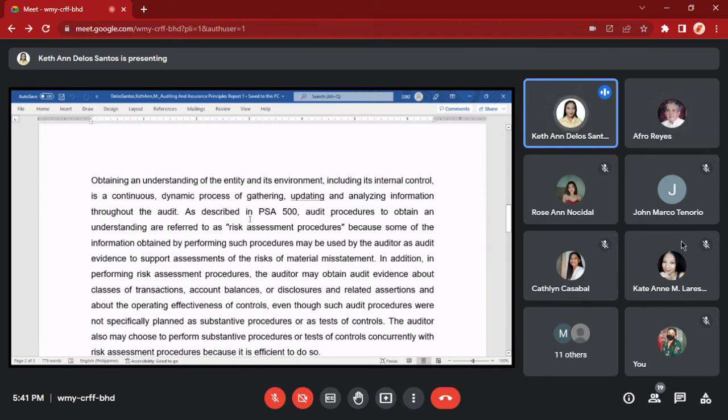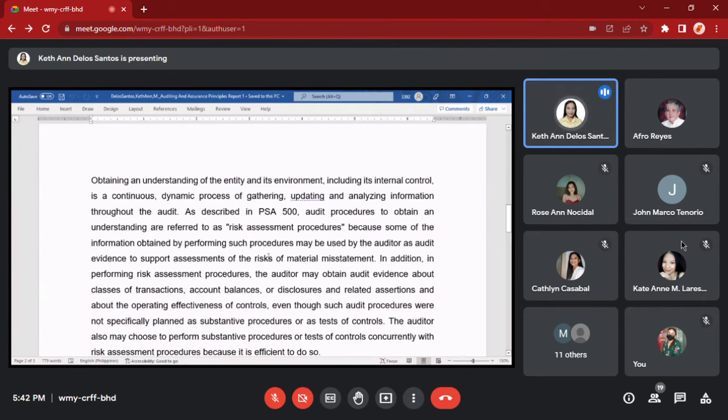As described of PSA 500, audit procedure to obtain an understanding are referred as the risk assessment procedure, because some of the information obtained by performing such procedures may be used by the auditor as audit evidence to support assessment of the risk of material misstatement. So, ang ginagamit daw ng procedure ng mga auditors ay tinatawag na risk assessment procedure. Ang risk assessment procedure ay isang procedure na ang mga information na nakalap dito ay ginagamit ng auditor as audit evidence na susuporta sa assessment ng risk of material misstatement.